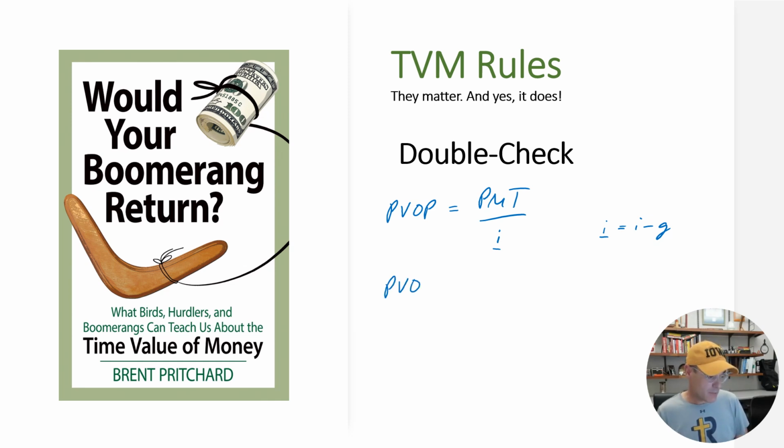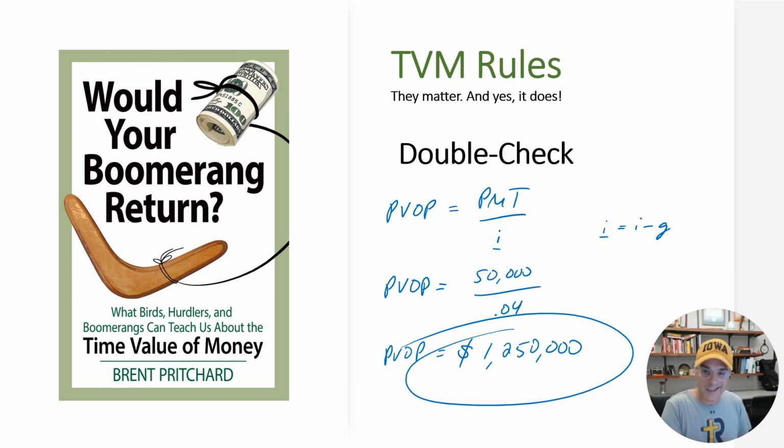So let's work this down. The present value of an ordinary perpetuity equals the $50,000 payment over I underlined, which in this case is 4%. So we need to write this as a decimal form. And when we solve for the present value of an ordinary perpetuity, we get $1,250,000. I'm going to circle it. Notice there's no negative sign here. Whenever we're working with building block time value of money equations, you're going to see minus signs but you're not going to see any negative signs associated with PV, FV, or the PMT payment.